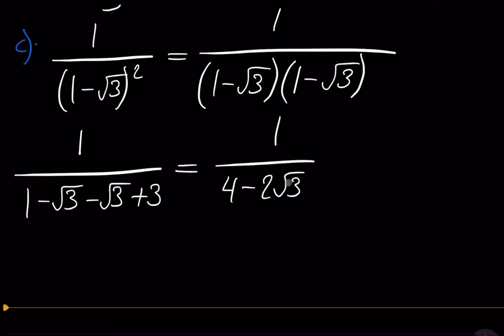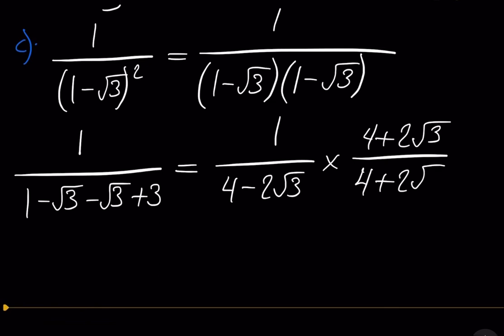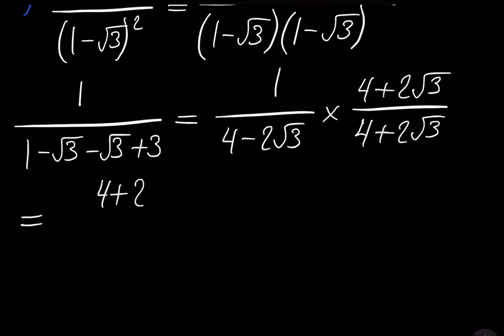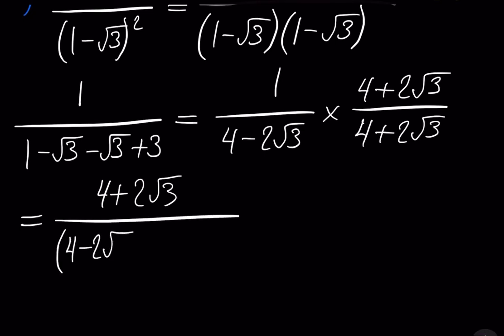The surd is still present in the denominator, so we have to multiply the numerator and the denominator of this fraction by the conjugate of 4 minus 2 root 3, which is 4 plus 2 root 3. Okay, so 1 times 4 plus 2 root 3 is just 4 plus 2 root 3. And then the denominator will be 4 minus 2 root 3 times 4 plus 2 root 3.